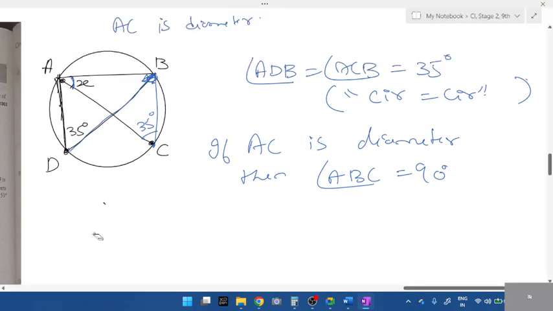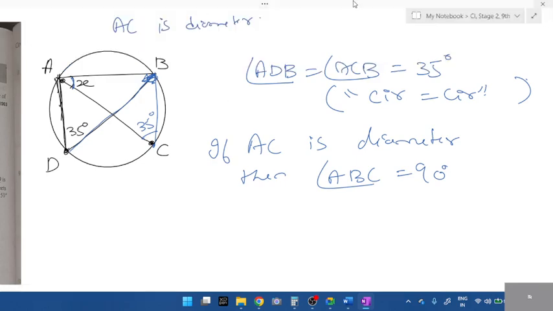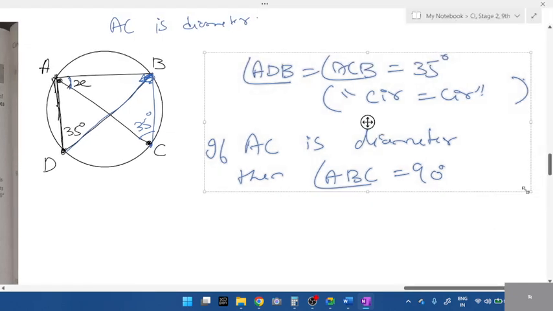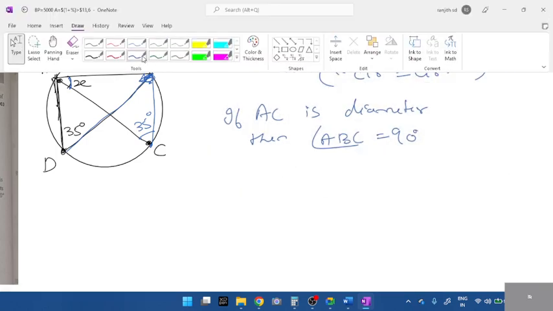So concentrate when I'm teaching, practice once I complete. I told you all, in the circle chapter, if you miss 2 or 3 days, you'll never understand, students. Again from the beginning you have to study. So this is one of the tough chapters. If you miss any concept, again from the beginning you have to go through.